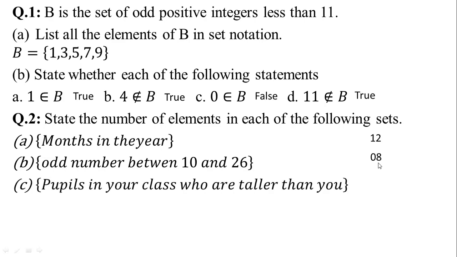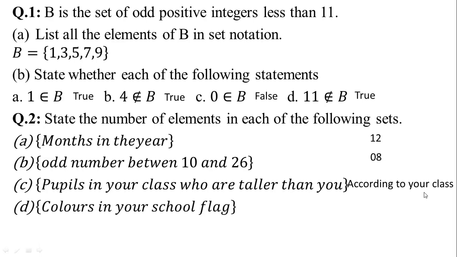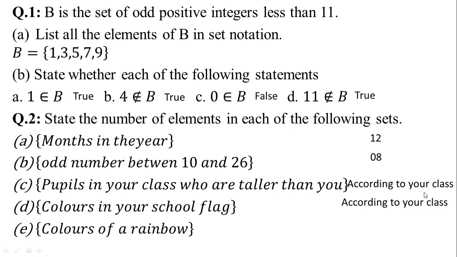In part c, people in your class who are taller than you. So you can write the answer according to your class. And in part d, colors in your school flag. This answer is also according to your school flag. Now in part e, colors of the rainbow. Here we have 7 colors in the rainbow, so the answer of part e is 7.